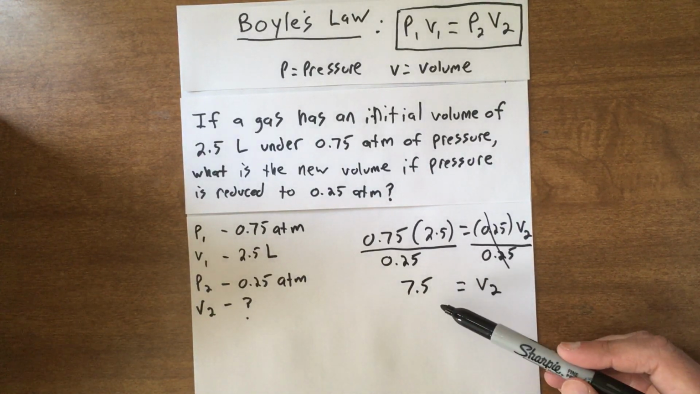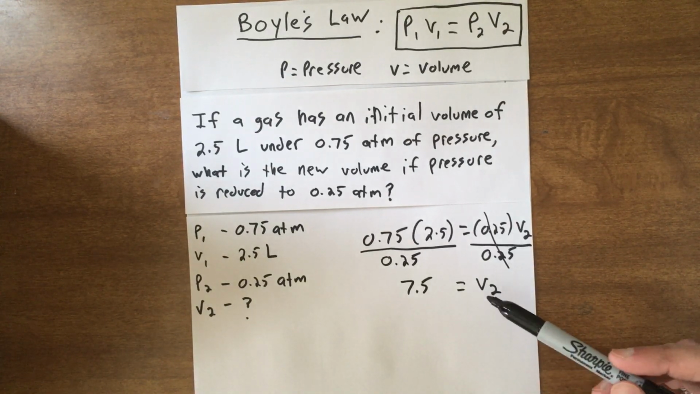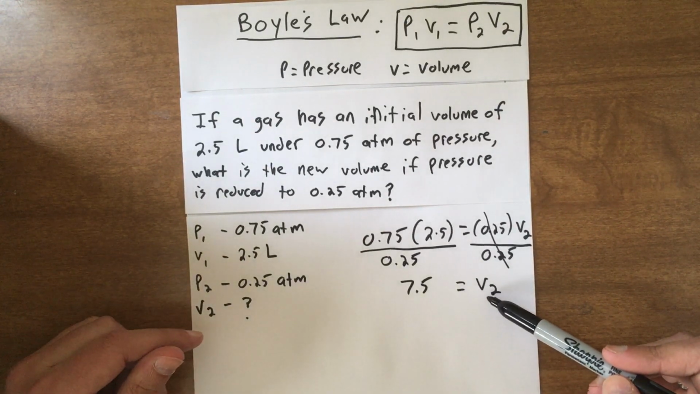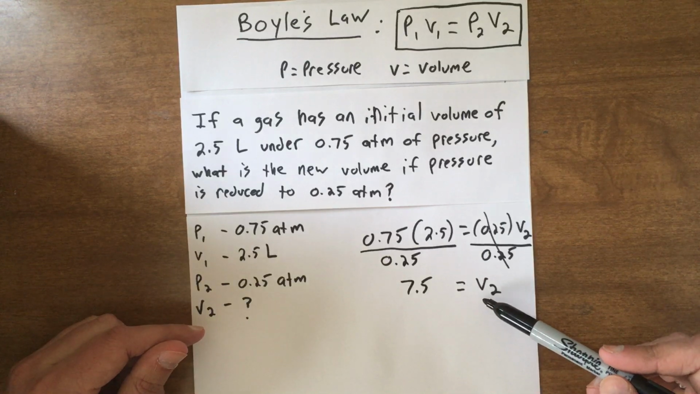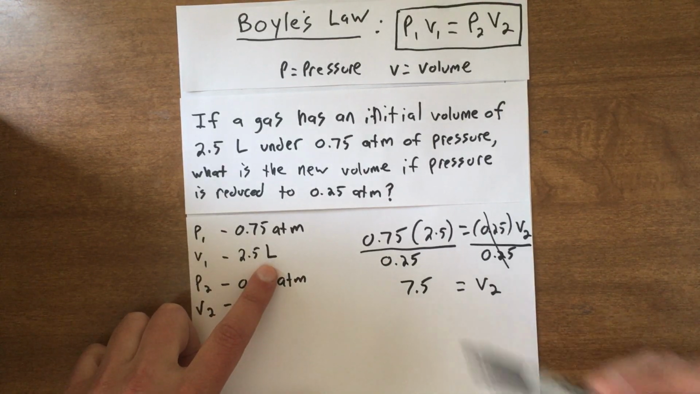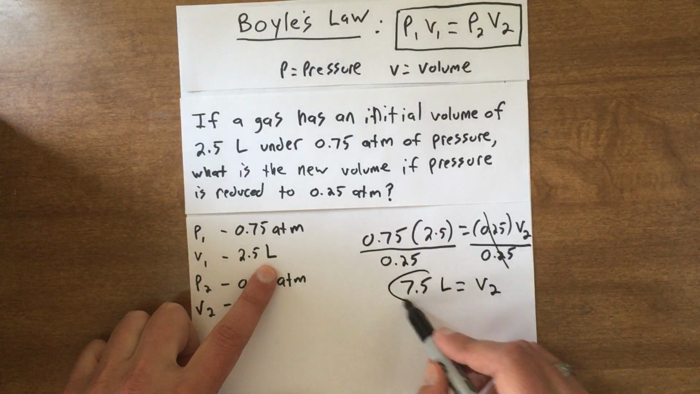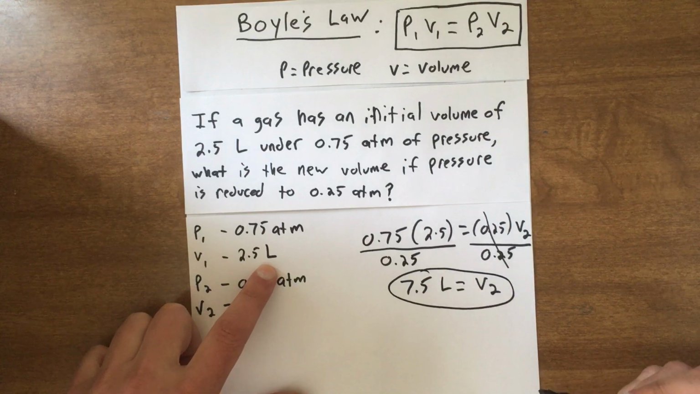And what you should do at the end there is think to yourself, okay, wait a minute, this is chemistry class, so I need some units in here. I'm talking about a volume, and I want my units to be consistent with what I started with. So if I started with a volume in liters, then my answer should be in liters too. And there we go. So we got our answer just like so.